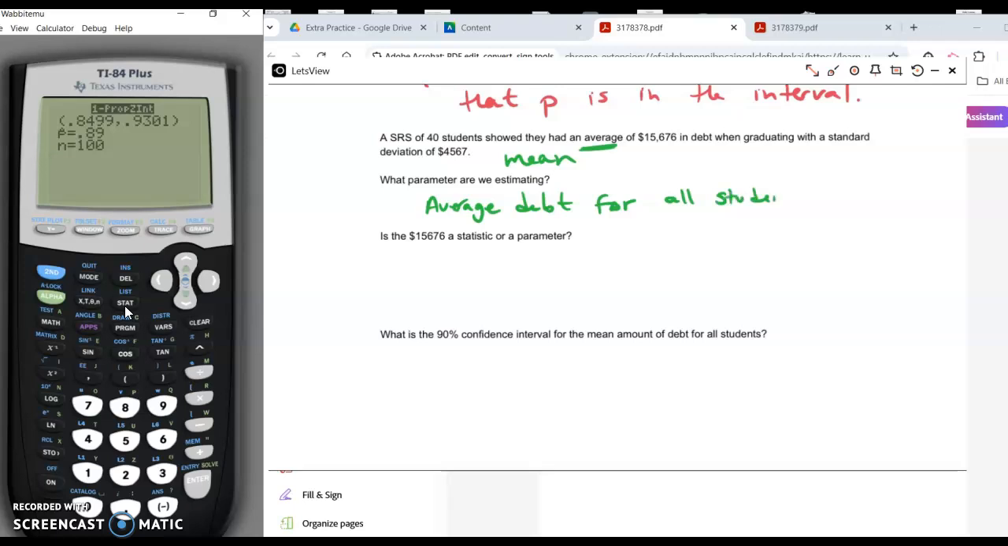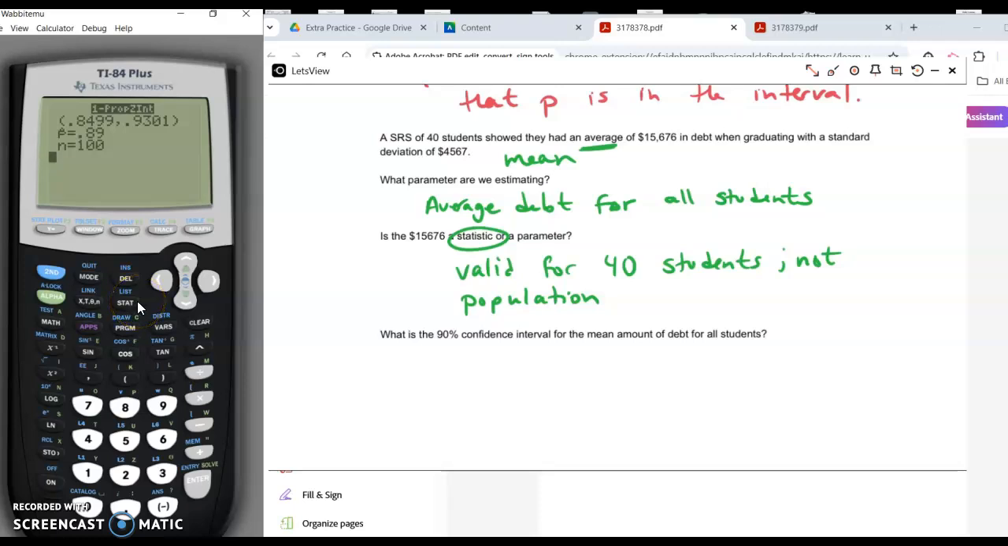We know the debt for these 40 students. We want to estimate the debt for all students. So this 15,676 is a statistic because it's really valid only for the sample. It's valid for the 40 students, not the population. If we knew this for the population, there would be absolutely no purpose in creating a confidence interval because a confidence interval is trying to estimate the parameter, which in this case is the average debt for all students.